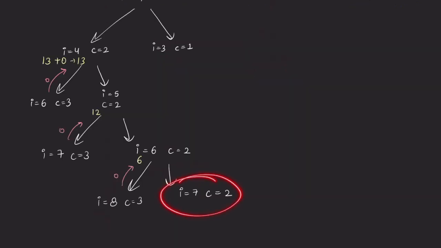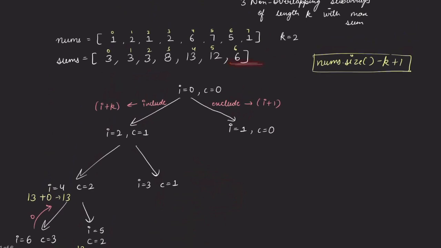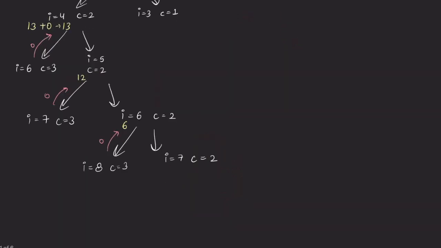Now from here, if you see, although the count is 2, our I is equal to 7. We do not have an index I over here, right? From index 7, we cannot start a subarray of length k, right? So we will have to put a check that if this index crosses the limits of our sums index, then we will return, right? So basically we have two base cases over here: if our count becomes equal to 3, or if the index crosses the limits of sums, in both the cases we can return a 0, right?